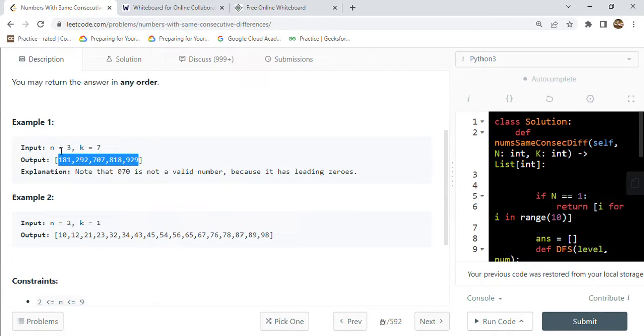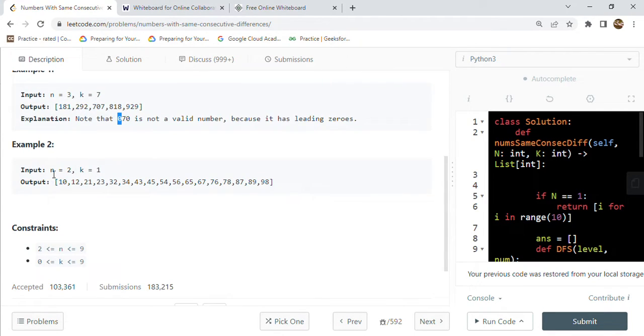Now we are finding the numbers. Here n is 3 and k is 7. n is the number of digits in the output and k is the difference between the two consecutive digits in those numbers. So 070 is not allowed because it contains a leading 0. There are three digits in this number, but the first digit as 0 is not allowed.